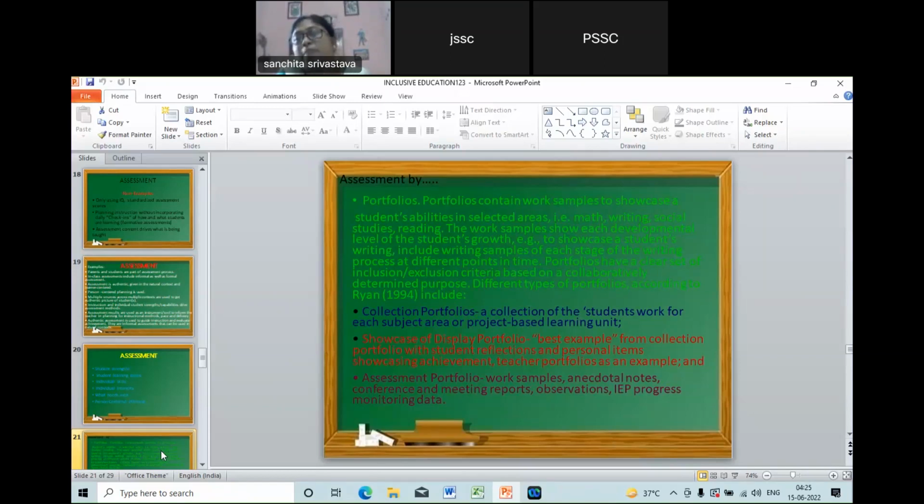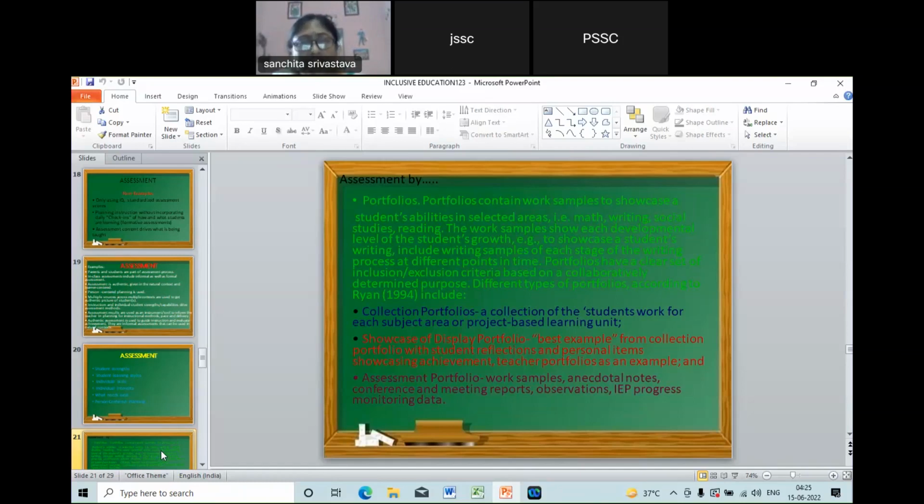Okay, so portfolios have clear instructions, with inclusion and exclusion criteria based on a collaboratively determined purpose, and there are different types of portfolios according to that. So we have various types of portfolio again. We have the collection portfolio. Now what is a collection portfolio? We can keep a record of the student work from each subject area or the project-based learning unit.